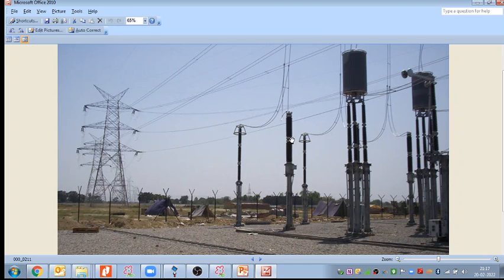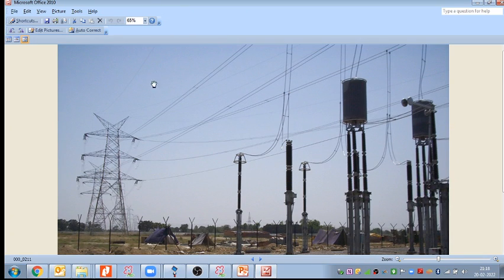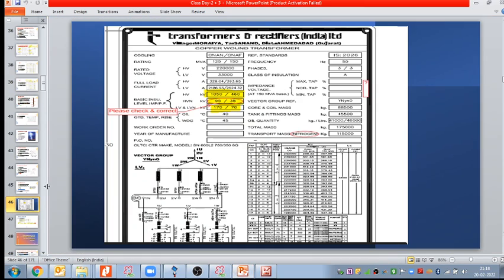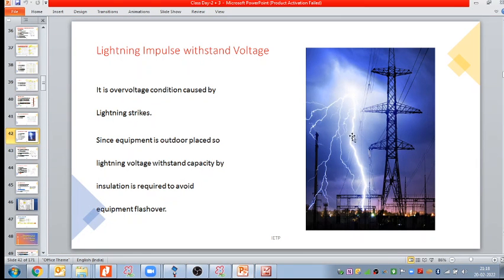In actual life we cannot take the guarantee, but as per lab practice we give this guarantee because we have applied this much voltage in the lab with the impulse generator. Based on that we are taking the guarantee, but whether it will actually withstand or not, no one can guarantee. After the testing we put the equipment here. So when lightning comes on the equipment directly, the equipment should not flash over.